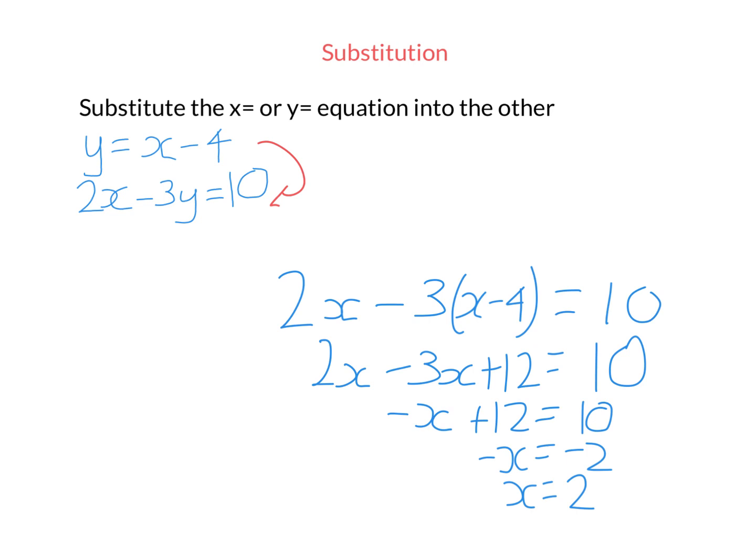So x equals 2. Now, we're not done because we also need to find the value here of y. So x is 2, y is just 2 minus 4, which is negative 2.